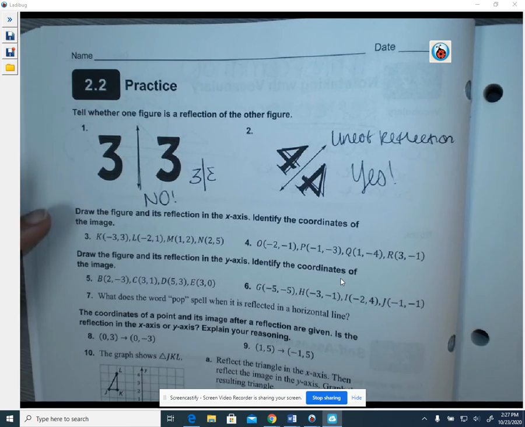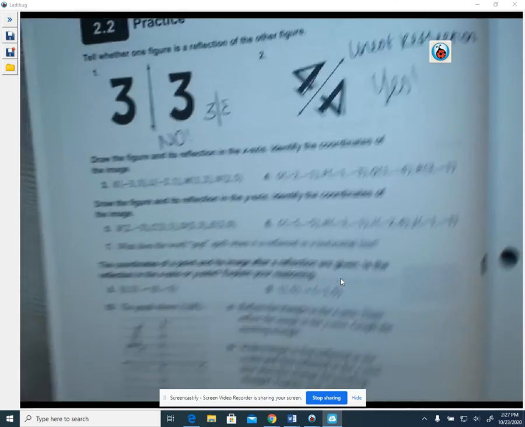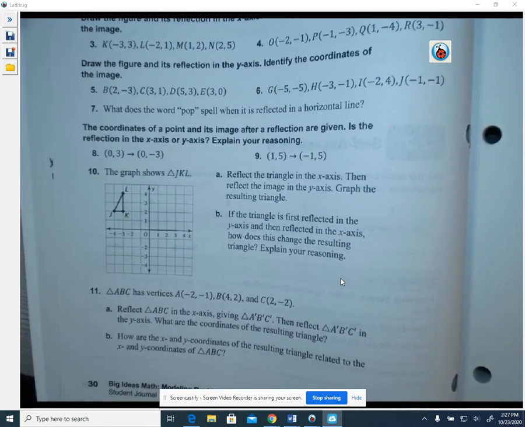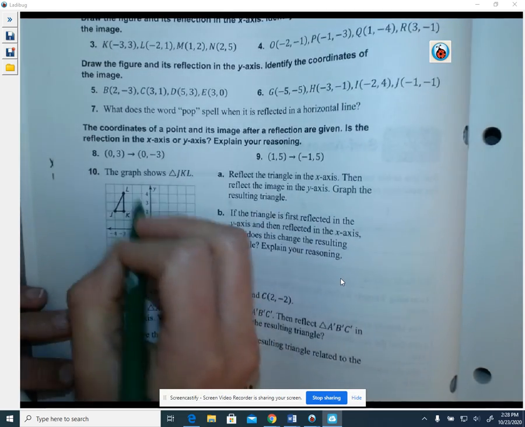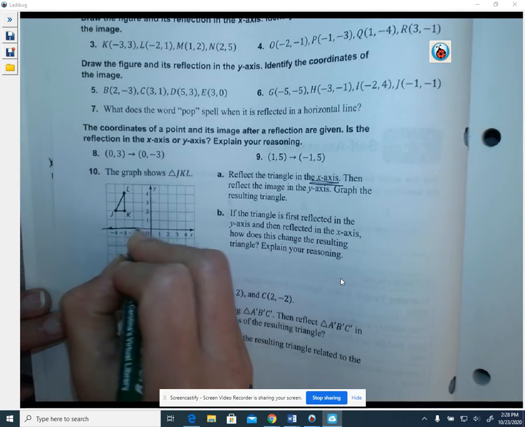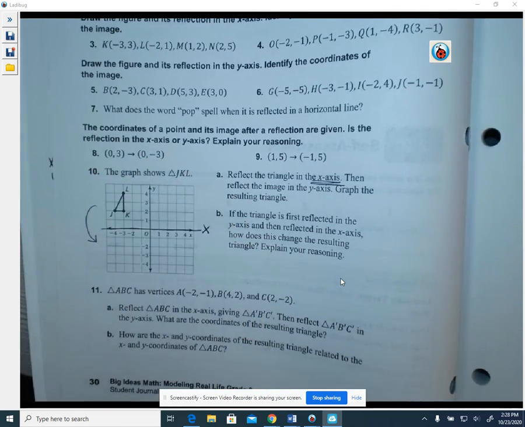Now let's go ahead. We're going to skip a couple of these, and I want us to look at number 10. Number 10 shows us a graph of the triangle JKL. So I'm going to grab a couple different colors so that we can do all of these different operations. The first thing that they want us to do is reflect this triangle JKL in the x-axis. Well, let's go ahead and do that. The x-axis is right here. So they want us to reflect it this way. Let's go through each of the points.